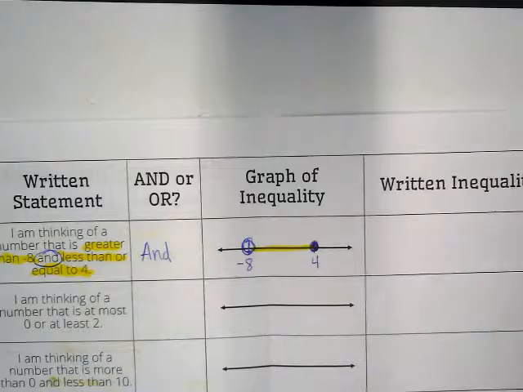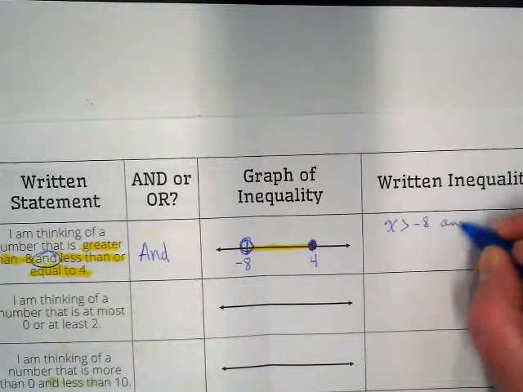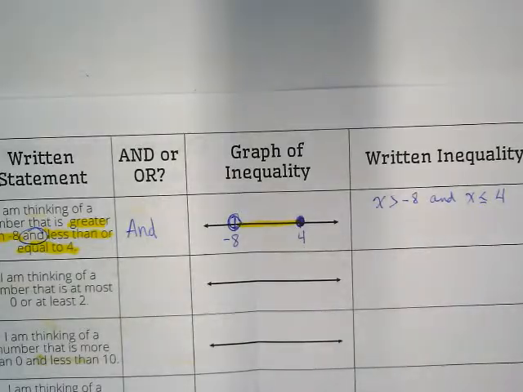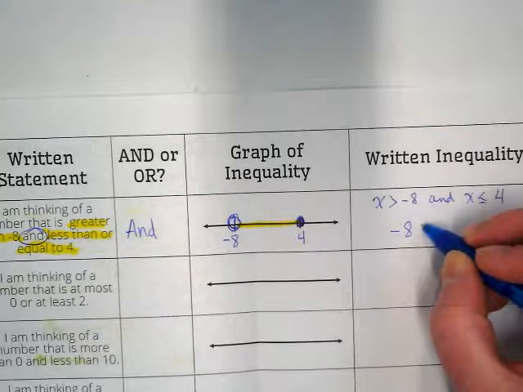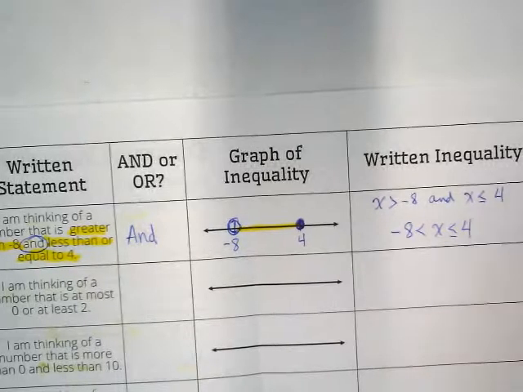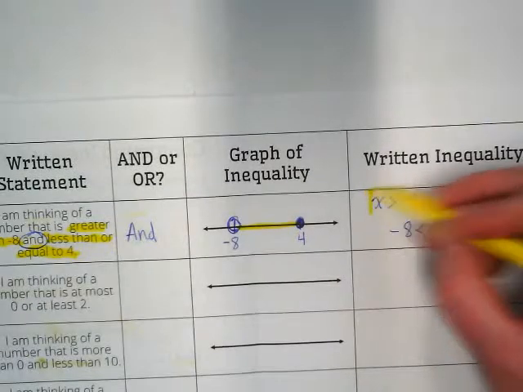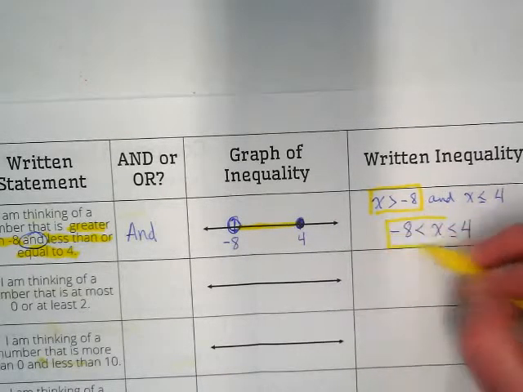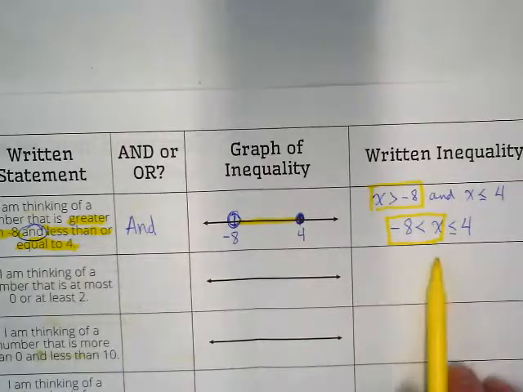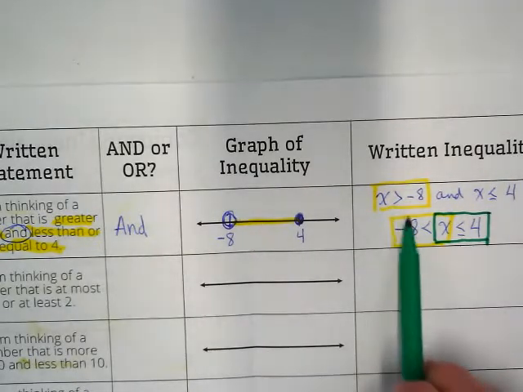What would the written inequality be for this? Let's do the broken apart first. X is greater than negative 8, and X is less than or equal to 4. We would write this as negative 8 is less than X, and X is less than or equal to 4. This is where a compound inequality becomes a written statement. So we're looking at this piece here is this piece here. Notice that the symbol flip-flopped, because although order matters with inequalities, when it's an "and" inequality, that X has to be in the middle of the inequality, and the statement to the left does a flip-flop.